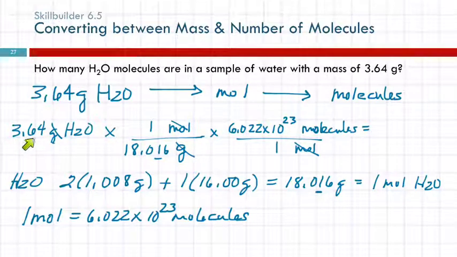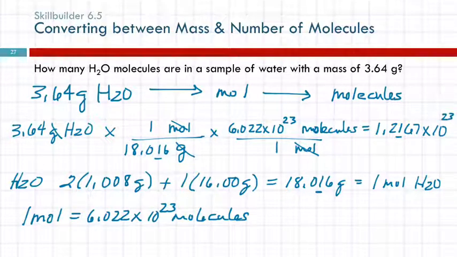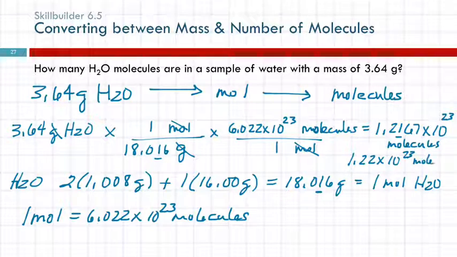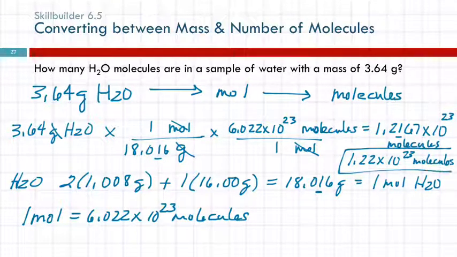Before I write this down, I like to check how many sig figs I should have. Here I've got 4 and 4, and this is only 3. So I'm going to write down 1.21. That's my 3rd sig fig. Write down the next 2 digits times 10 to the 23rd, and the unit would be molecules. When I round that, I'm going to get 1.22 times 10 to the 23rd molecules. Again, there's no abbreviation for molecules. You've got to write the whole word.